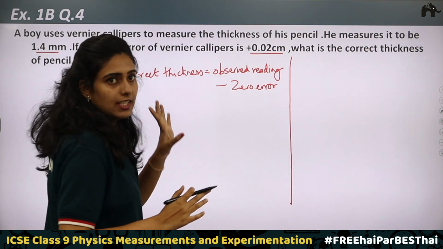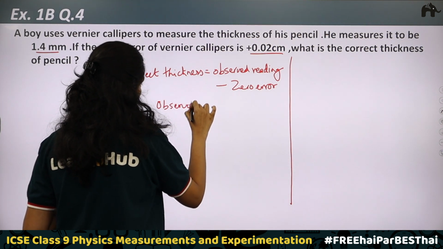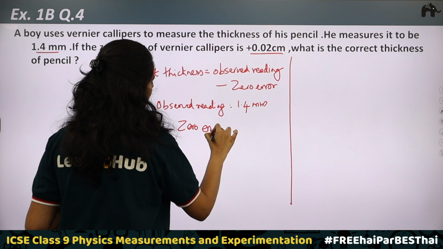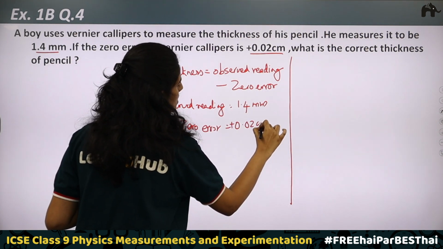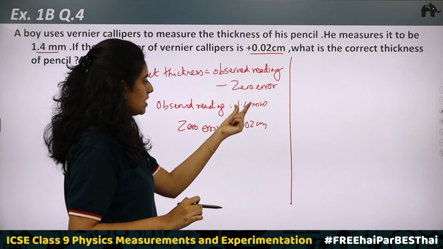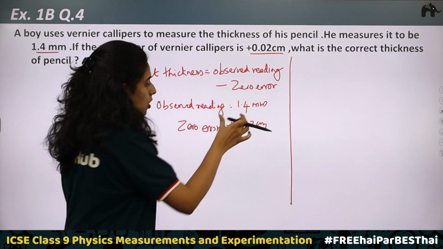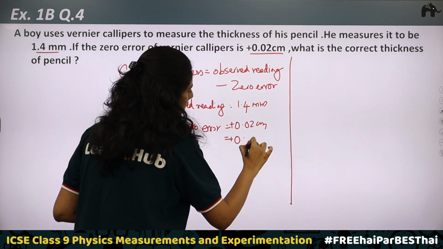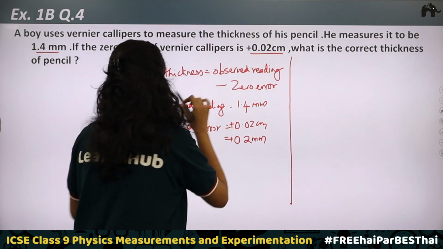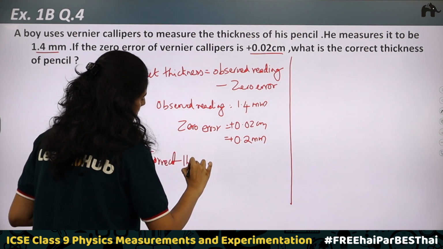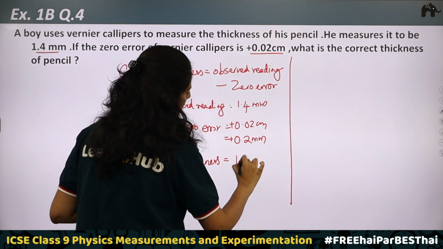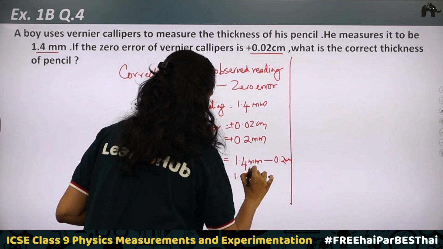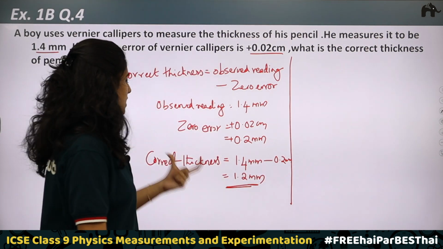What is given in the question? Observed reading is given. Observed reading is equal to 1.4 millimeter. What is the zero error? Zero error is equal to plus 0.02 centimeter. So first thing, the units should be same. Here it is in millimeter and here it is in centimeter. Either you have to convert this into centimeter or you have to convert this into millimeters. Okay, what is 0.02 centimeter in millimeters? You will be getting plus 0.2 millimeters. Okay, now we can find the correct thickness. Correct thickness is equal to 1.4 millimeters minus the zero error, which is 0.2 millimeter, is equal to 1.2 millimeter. Okay, so 1.2 millimeter is the correct thickness of the pencil.